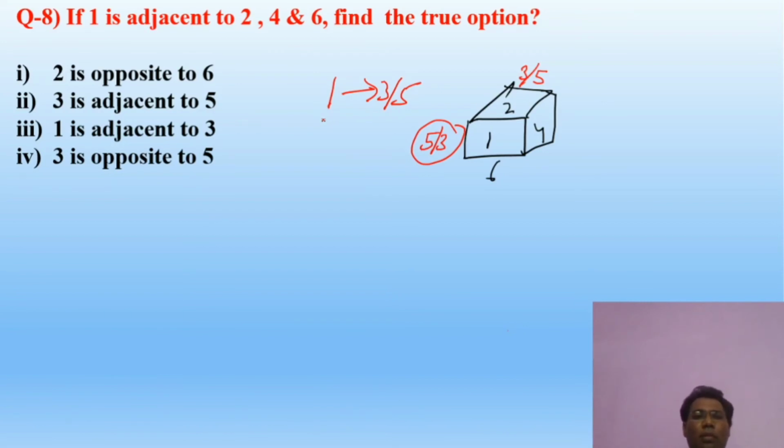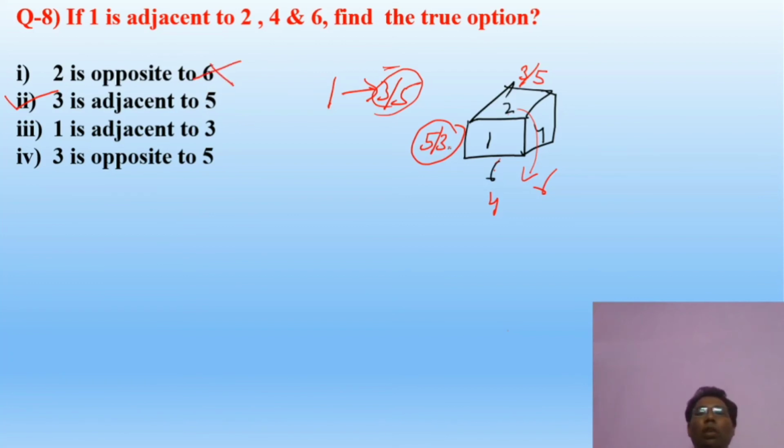Okay. So what it says is that 3 and 5 are adjacent. One option says 3 is adjacent to 5, and another option says 2 is opposite to 6. 2 is opposite to 6 is possible, but if 4 is here and 6 is here, then 2 is adjacent to 6. So it is not 100% true.